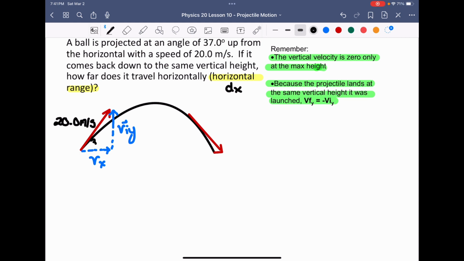Now, I'm going to make this 37 degrees on the interior, so make sure you do that as well, 37 degrees. I'm going to include a label of what the velocity is at the top. Right at the very top, we would say that the Vy is equal to 0 meters per second. There we go.